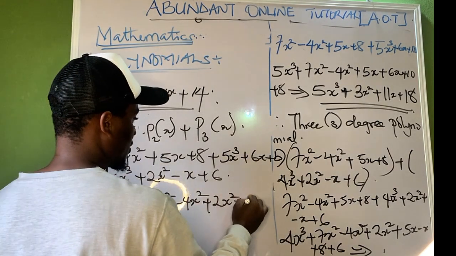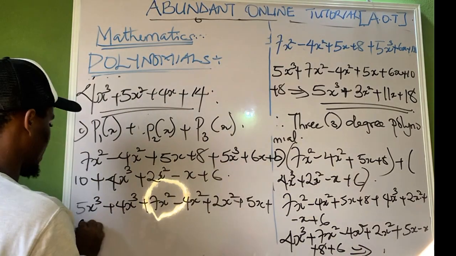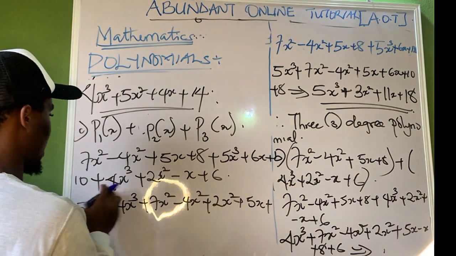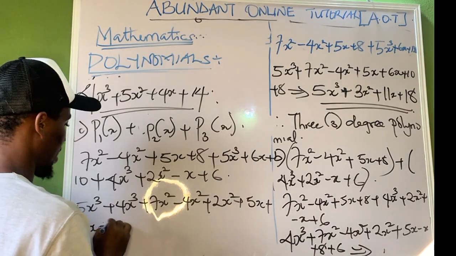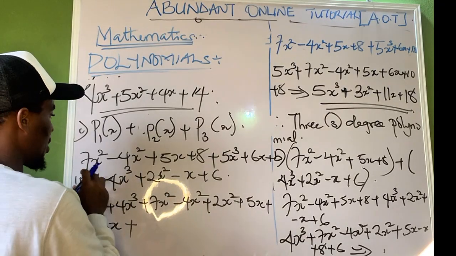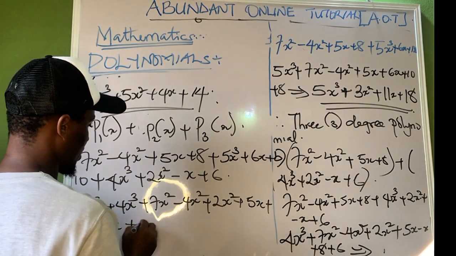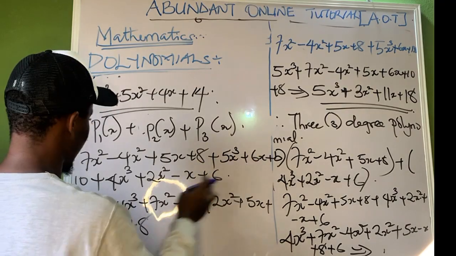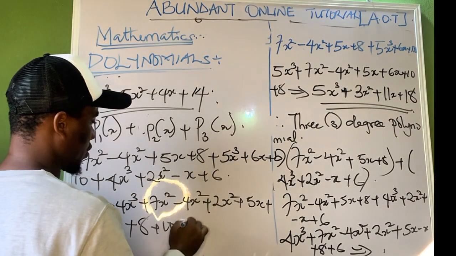I have my plus 5x, plus, after 5x, I have my 6x, plus, after 6x, I have minus x. Then let's go for our numerical constants, our numbers. I have plus 8, and I have plus 10. Take note of the sign, and I have plus 6.